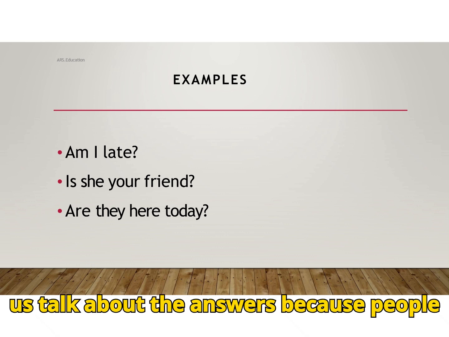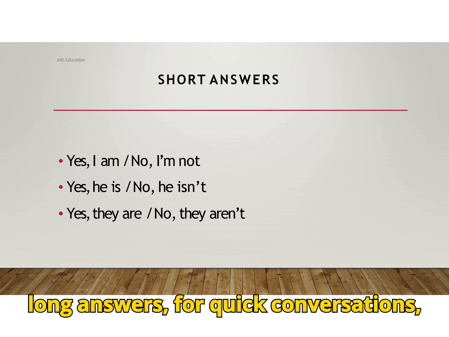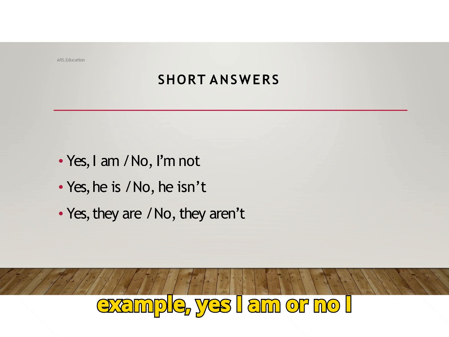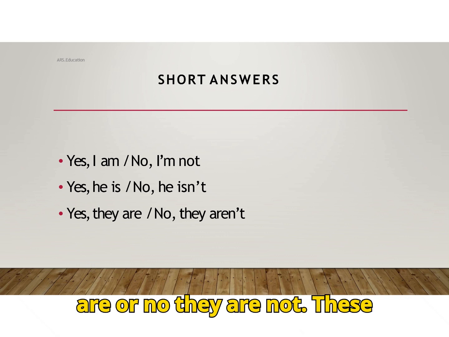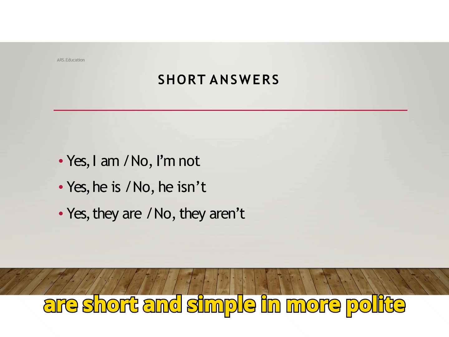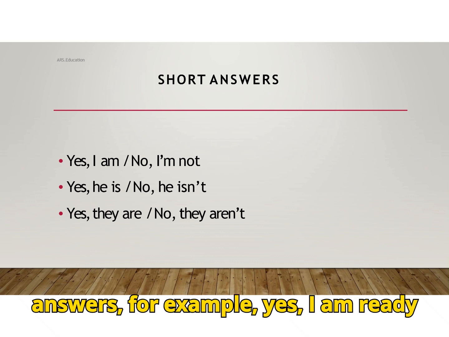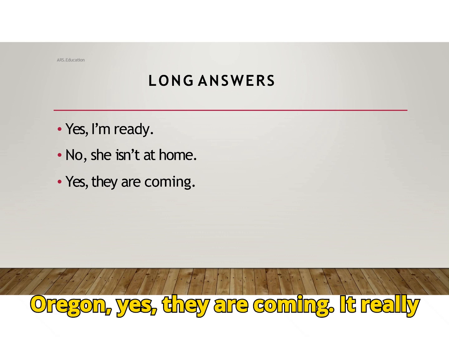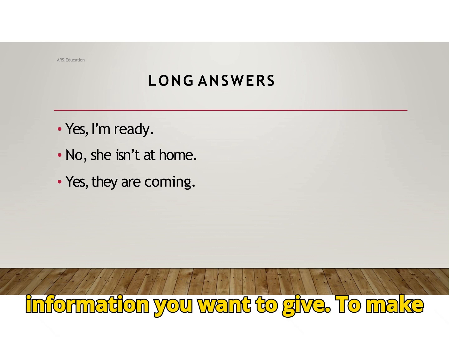Now let us talk about the answers, because people will reply with either short answers or long answers. For quick conversations, short answers are very common. For example, yes, I am or no, I am not. Or yes, he is or no, he is not. Or yes, they are or no, they are not. These are short and simple. In more polite or clear situations, you use long answers. For example, yes, I am ready. Or no, she is not at home. Or yes, they are coming. It really depends on the situation and how much information you want to give.